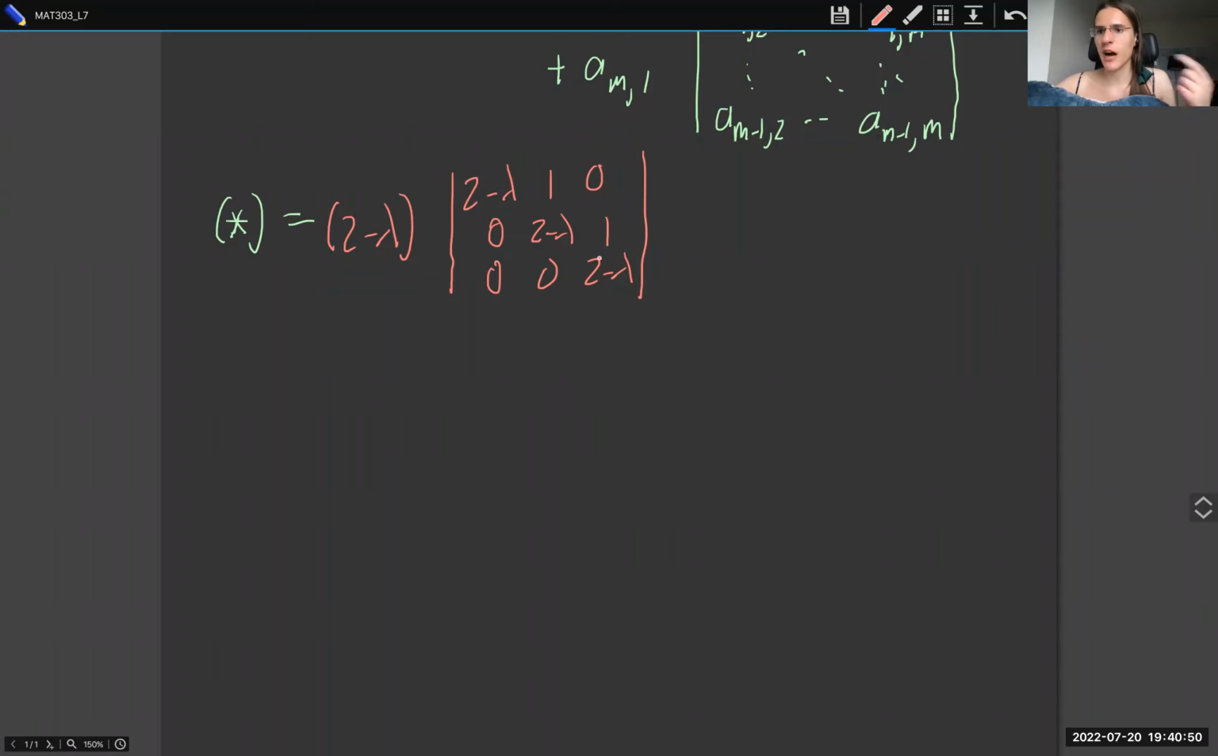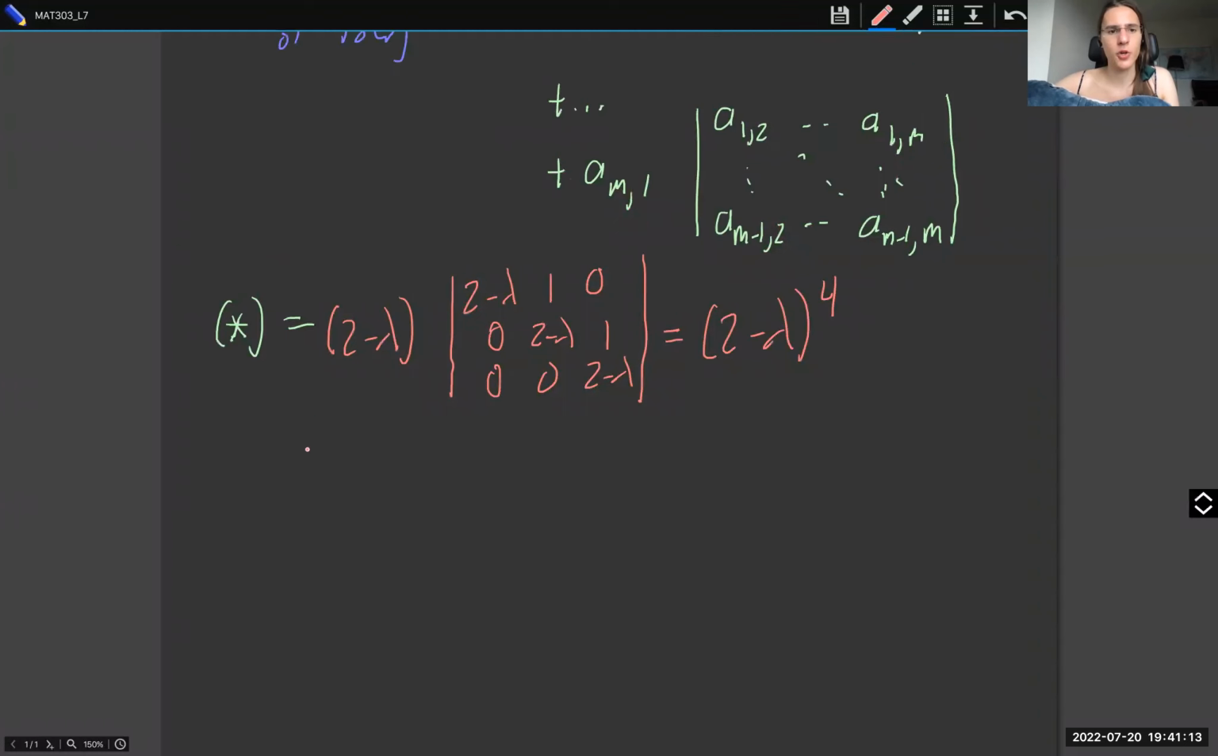Except for this one. In general, if you have what's called an upper triangular matrix, the determinant is just going to be the product of the diagonal entries. So this is actually equal to, you can check that just using the formula, that only one of these diagonal products is going to be non-zero. So it's going to be 2 minus lambda to the power of 4. We have 1 here. So lambda, so 2 is an eigenvalue of multiplicity 4.